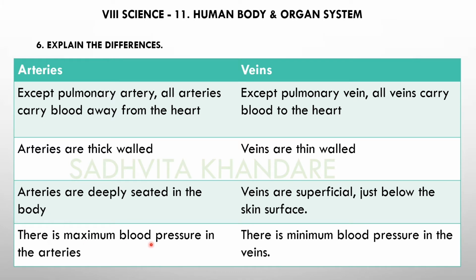There is maximum blood pressure in the arteries. There is minimum blood pressure in the veins. So these points of difference are very easy, children. You can learn them very easily.